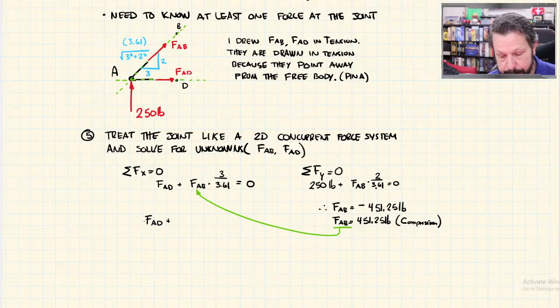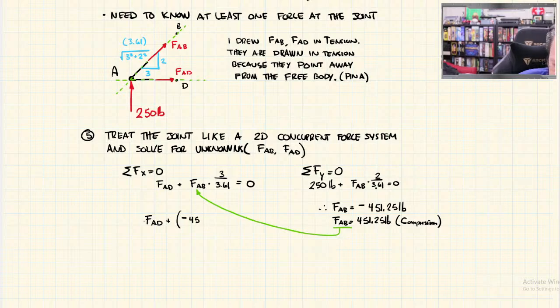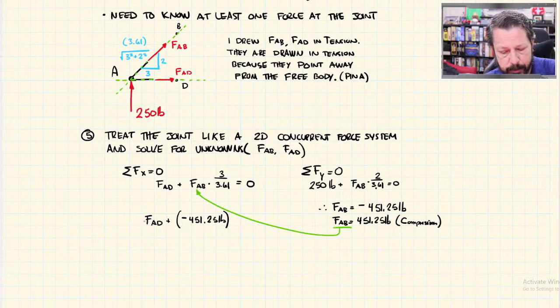So I really need to put the negative sign here, because this FAB, I calculated according to my free body diagram as a negative 451.25 pounds. So you have to be careful when you go and substitute in the plus and minus signs. It is doable, but you do have to be careful that you're putting the correct sign on something.